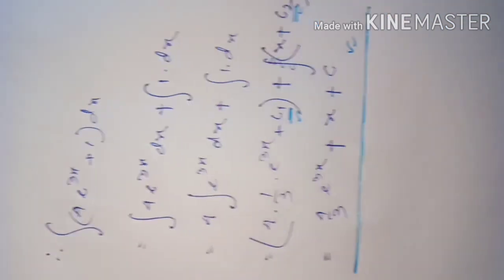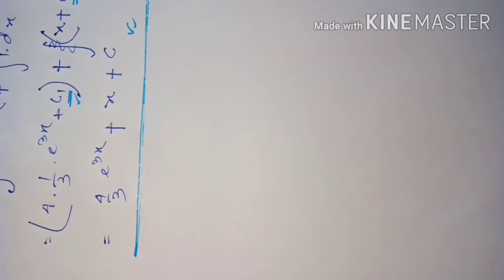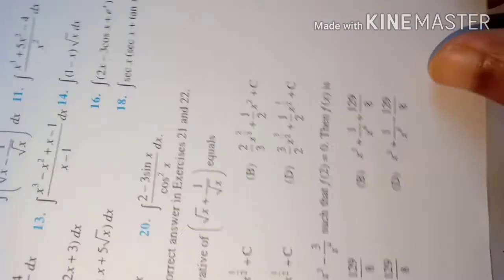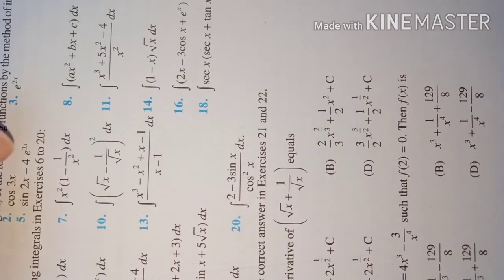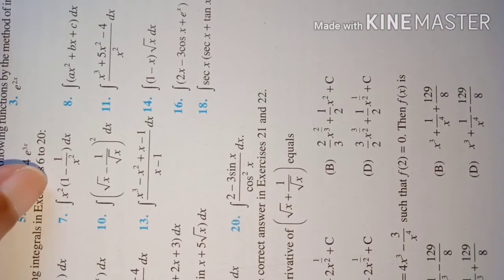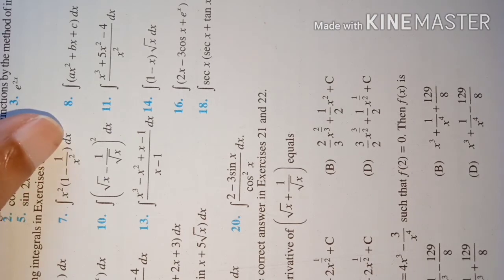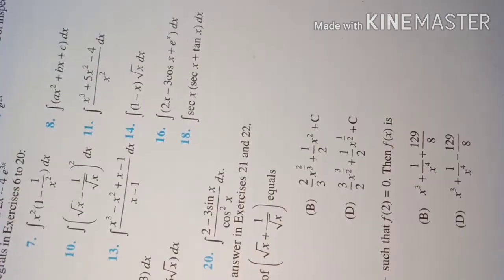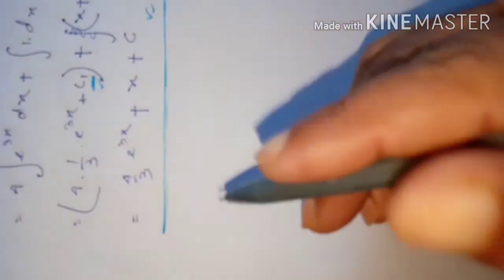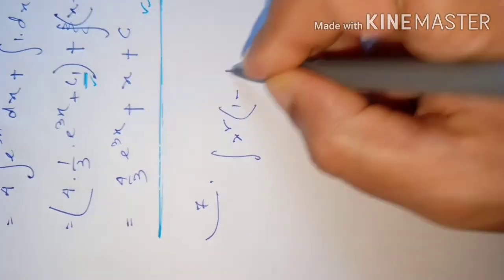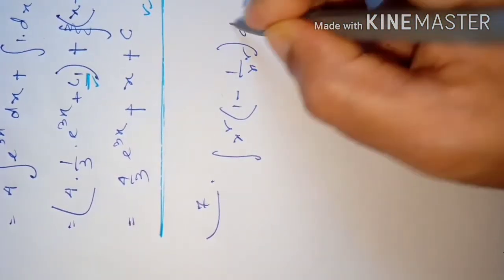Okay, dear students, let's take one more question. Question number 7. Let's go through question number 7 now. In question number 7, here it is: the integral of x square into 1 minus 1 by x square with respect to x, dx. So dear students, when we simplify this, it will be like this.